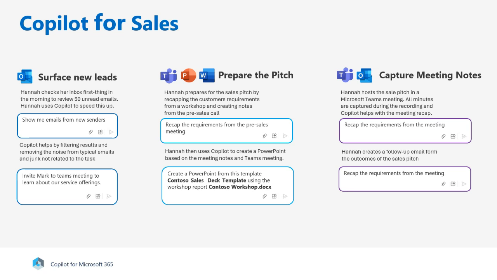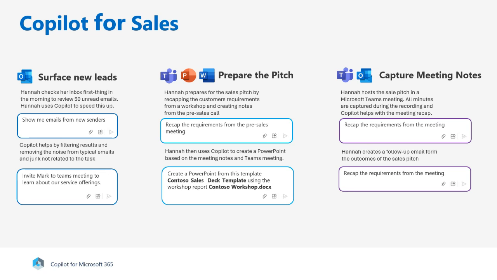In the next piece, we've got preparing the sales pitch, perhaps. So we might be leveraging Copilot across Teams, PowerPoint, and Word. Hannah can prepare a sales pitch by recapping the customer's requirements from a workshop or a particular pre-sales call, for example, by recapping the notes and organizing those into bullet points and actions.